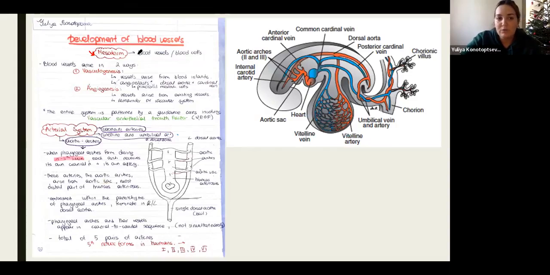There are two possible ways for a blood vessel to arise. One of them is called vasculogenesis, and one of them is called angiogenesis. Vasculogenesis is only present in embryonic life. So as an embryo, you will have vasculogenesis. Angiogenesis could be present in embryonic life, but also in you.